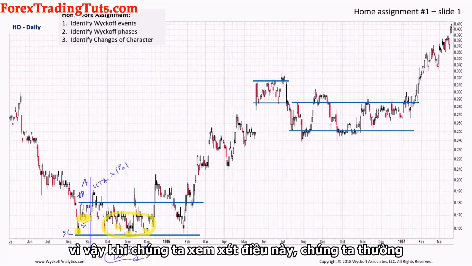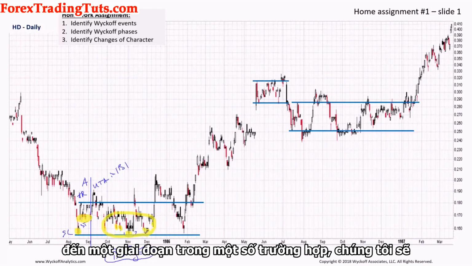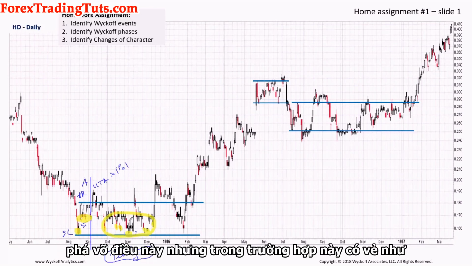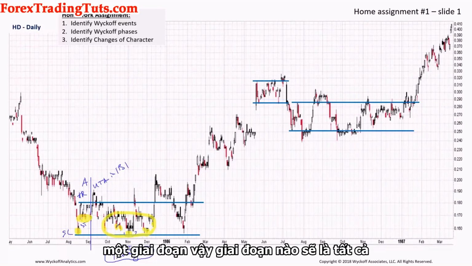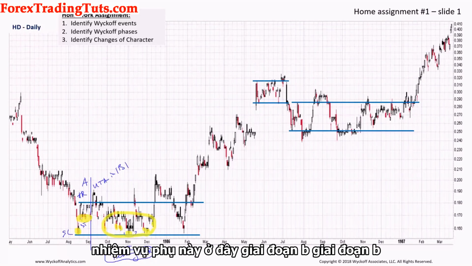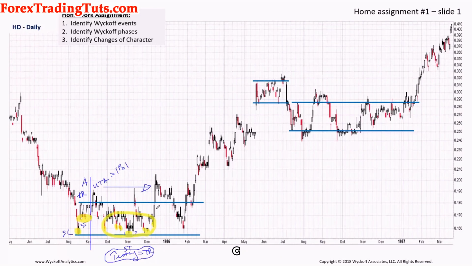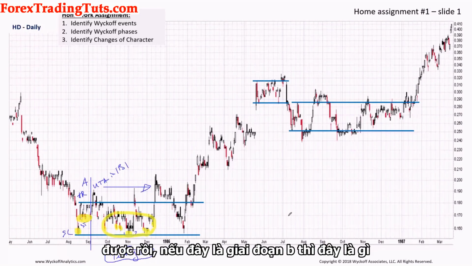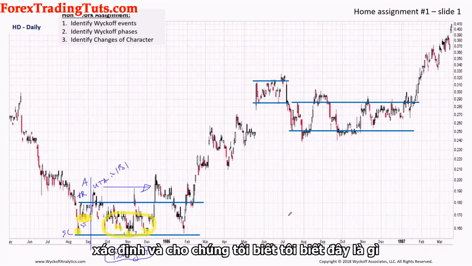So when we look into this, we usually would be thinking that it should belong to one phase. In some instances, we would break this, but in this case, it seems like it should be one test and then one phase. So what phase would it be, all these secondary tests here? Phase B, yes. We still need to experience phase B, and we know that phase B is going to be the largest among the 3 phases, A, B, and C. Okay, so if this is phase B, then what is the next most obvious thing that you see in this trading range that you could identify and tell us, I know what this is?